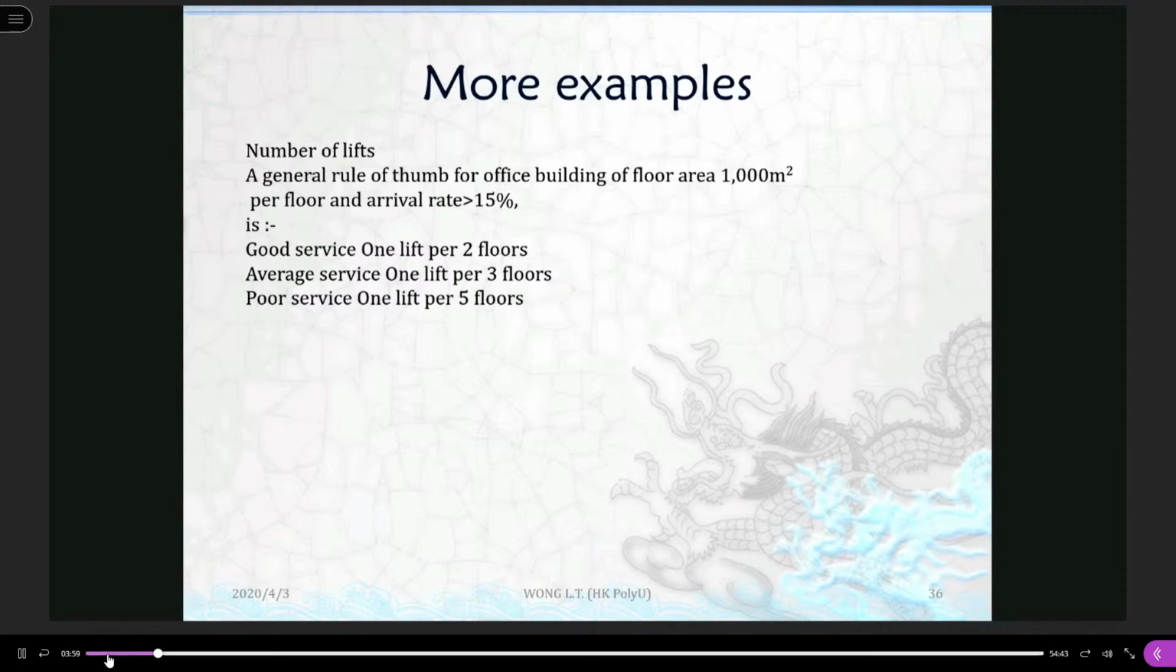For this case, 1,000 square meters, in general, 5 floors per lift. This, I think, is an absolute minimum acceptable. So when you go on site visits to buildings, take a look at the lifts, how many floors there are and how many lifts in number.